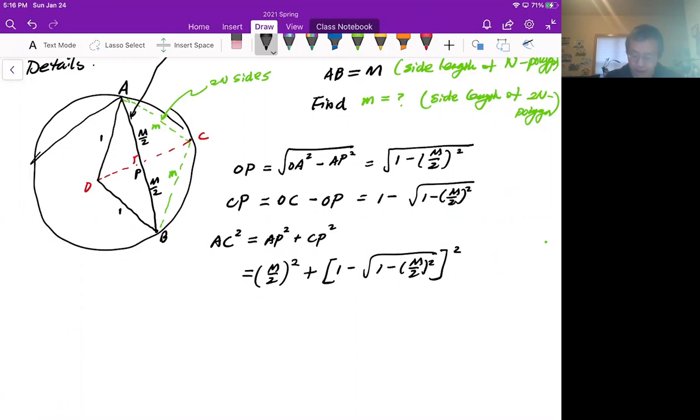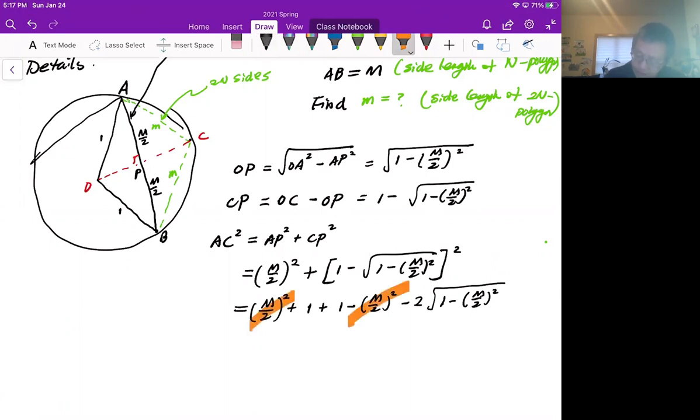Everyone's okay? All right, so let's do it. So we're going to have M over 2, take the square. Now for this part, take the square, and you can see it's just a perfect square expansion. It's 1 squared, plus the square of the inside part, which is 1 minus M over 2, take the square, and minus the 2AB. Does it make sense? And now the good thing is that many of the terms cancel out. You can see this term cancels with that term here. So this gives me the following.